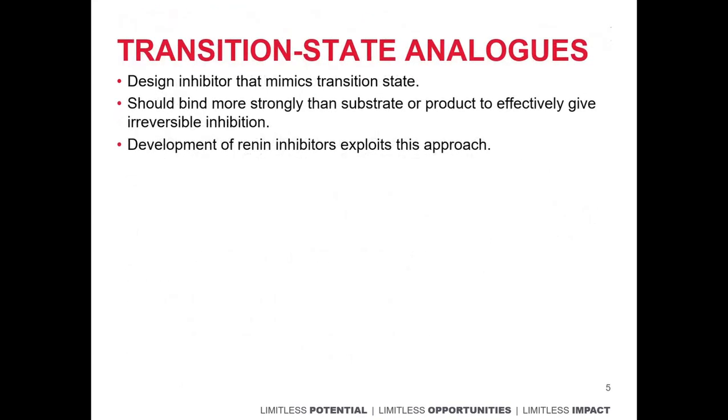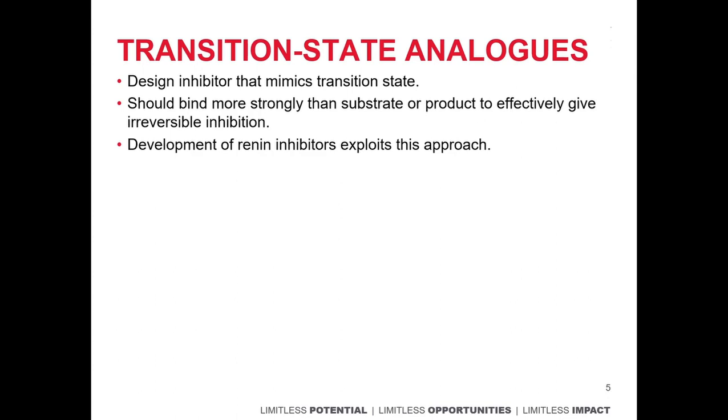And now we're going to discuss transition state analogues. A transition state analogue is an inhibitor that has been designed to mimic the transition state in an enzymatic pathway. What this means is that the transition state analogue has been designed to mimic the substrate around halfway through the enzymatic reaction. So it's been designed to mimic the substrate as it would look around halfway through undergoing the reaction that the enzyme is catalyzing.